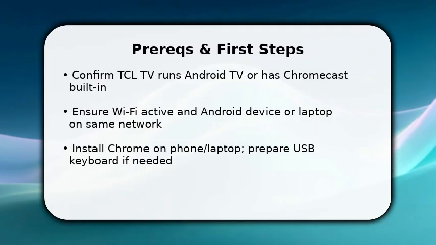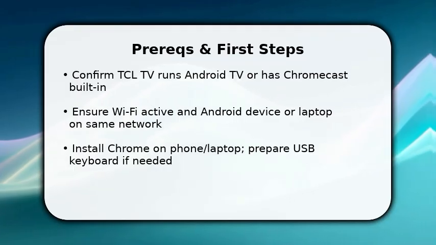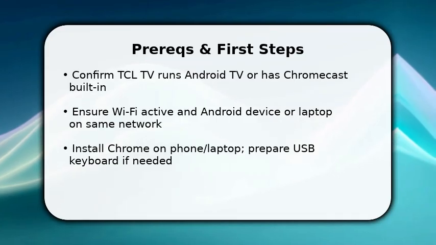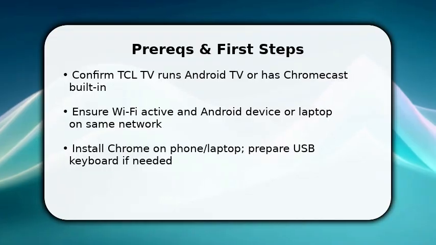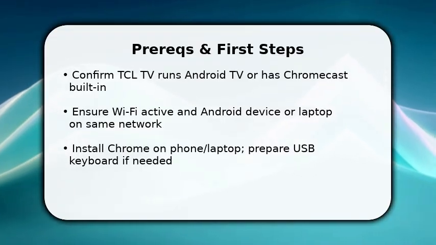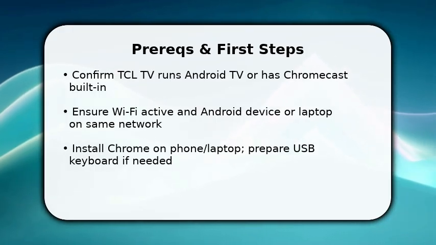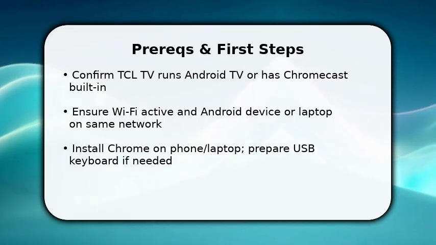You'll start by confirming your TCL TV supports Android TV or has Chromecast built in, so Chrome can connect. Once done, make sure your TV and the device with Chrome are on the same Wi-Fi network. Launch Chrome on your phone or laptop and sign into the account you want to use. If you prefer direct input, plug in a USB keyboard or pair a Bluetooth keyboard to the TV now. That gets you ready to cast or access Chrome functions without delay.